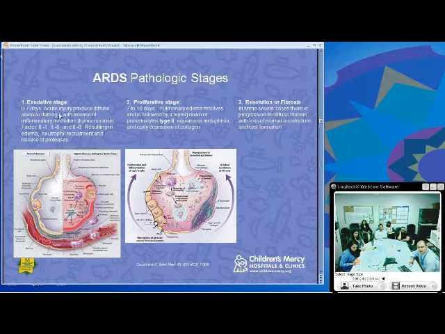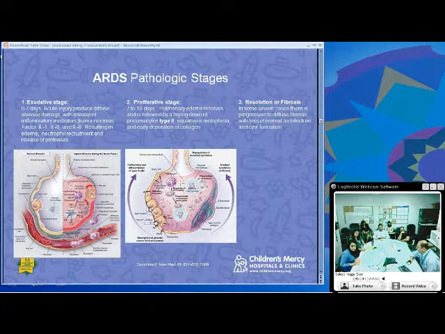Then once you pass your exudative stage, you go into the proliferative stage. And it's called proliferative because once you have all destruction of the epithelium, the pneumocytes type 2 start proliferating, start multiplying, and from the type 2 you differentiate the type 1s, and the patient starts to heal.